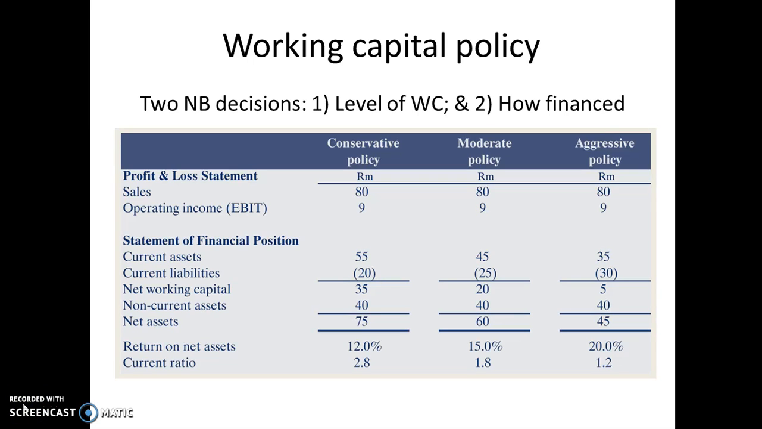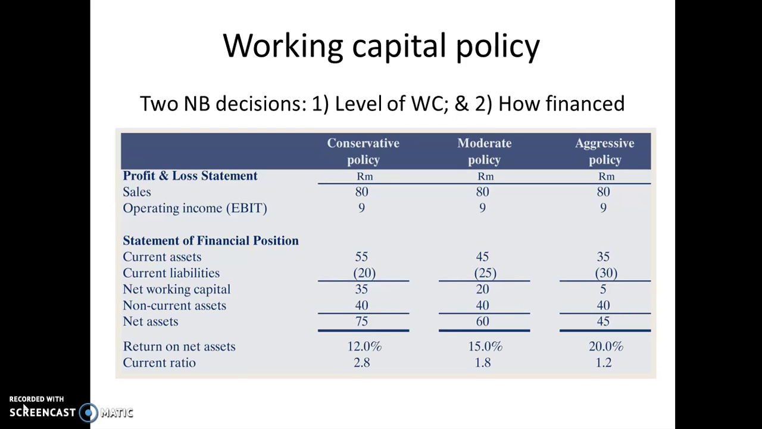So here you can see the relationship between risk and return. The higher the risk, the higher the possible return, and the other way around. So let's look at this company. We've got sales of 80 million. We've got operating income or profit of 9 million.